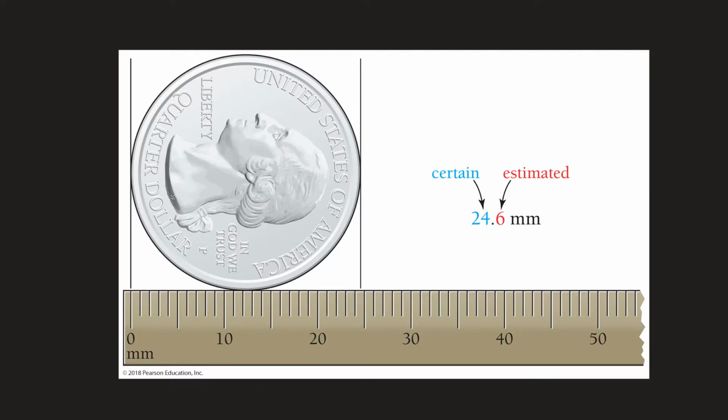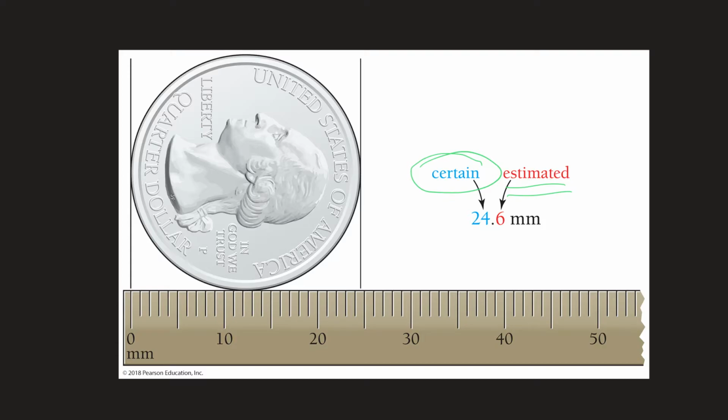Now, if I measured this and estimated that digit, and you measured this and estimated that digit, we might not come up with the same thing. One of us might say 24.6, the other might say 24.7. And that is okay within the tolerances of this device. All right, so anytime you take a measurement, you record what's certain, and then you have to estimate one more digit. You read what you can off of the device, and then you estimate one more digit.